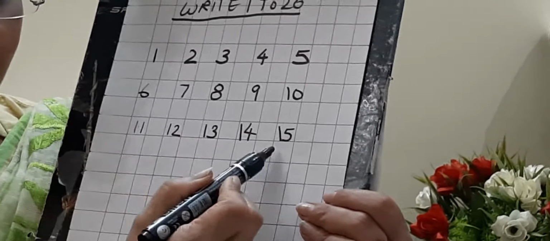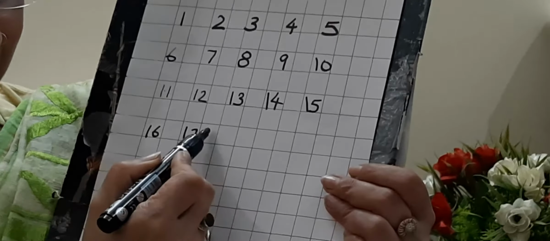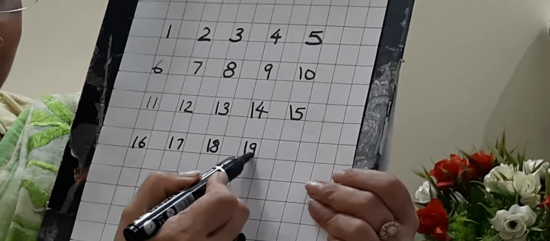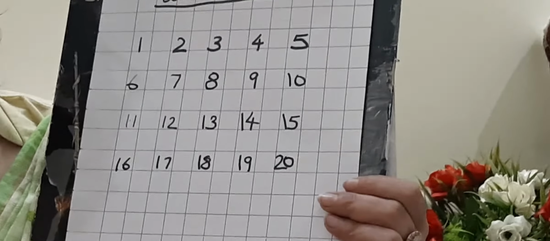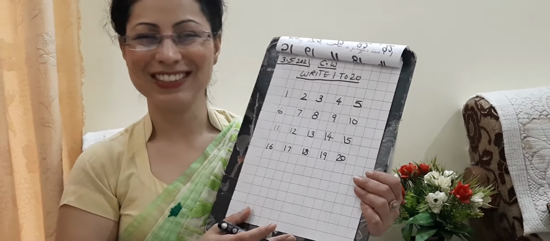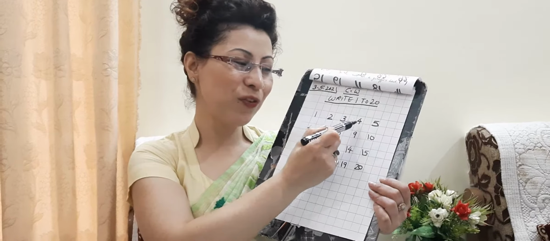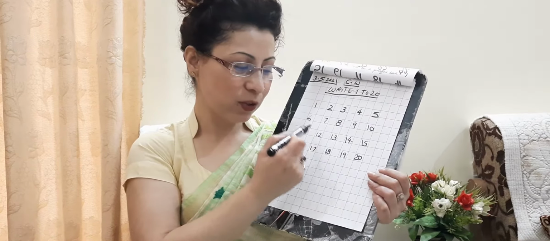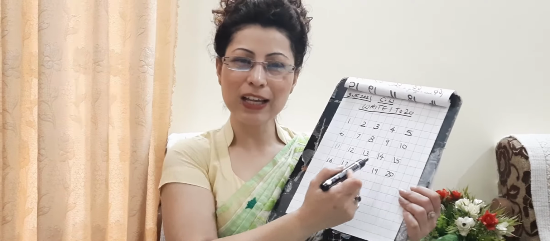Again, leave one box line. 16. Leave one box. 17. Leave one box. 18. Leave one box. 19. Leave one box. 20. So this is your counting 1 to 20. Let's check whether you have written correctly. It's your most important job. 1, 2, 3, 4, 5, 6, 7, 8, 9, 10, 11, 12, 13, 14, 15, 16, 17, 18, 19, 20.